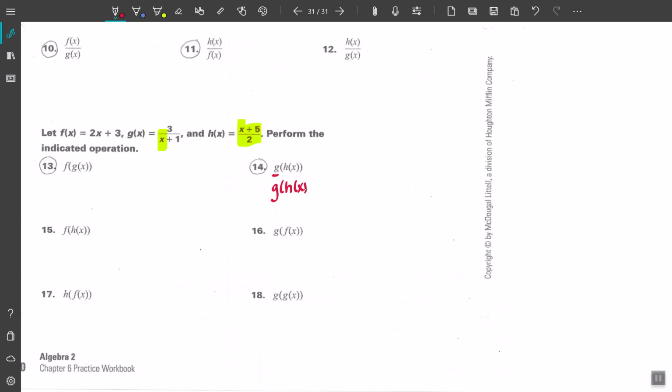Let me write my function notation out here, showing the combination. And then I'm going to put that 3 in the numerator. We don't need to change anything there, but that x in the denominator, I'm not going to write that x. I'm going to write this (x + 5)/2 in parentheses because we've got to do some stuff with that, and then the g of x says to add 1 to that.